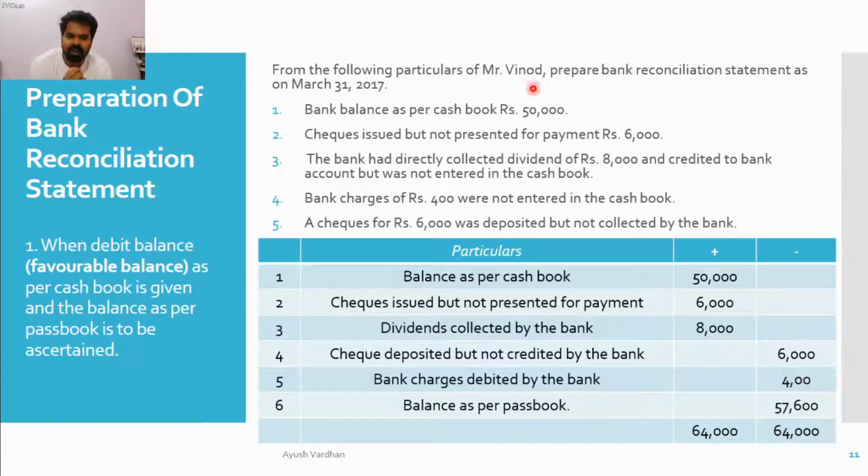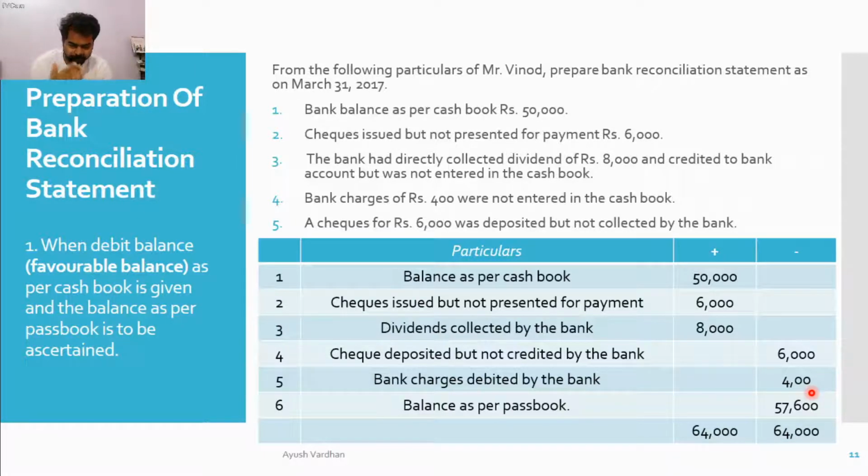In this condition, with these entries of 6,000 rupees when check issued, 8,000 rupees when dividend collected, and 6,000 rupees that will be deposited in your account, and 400 rupees that has been debited from your account directly by the bank. So when we have these entries, and we have a cash book balance of 50,000 rupees in the starting, and at the end we see 57,600 rupees is the passbook balance given by the bank, then we say each and every entry is okay. When we do this BRC, there is no error.